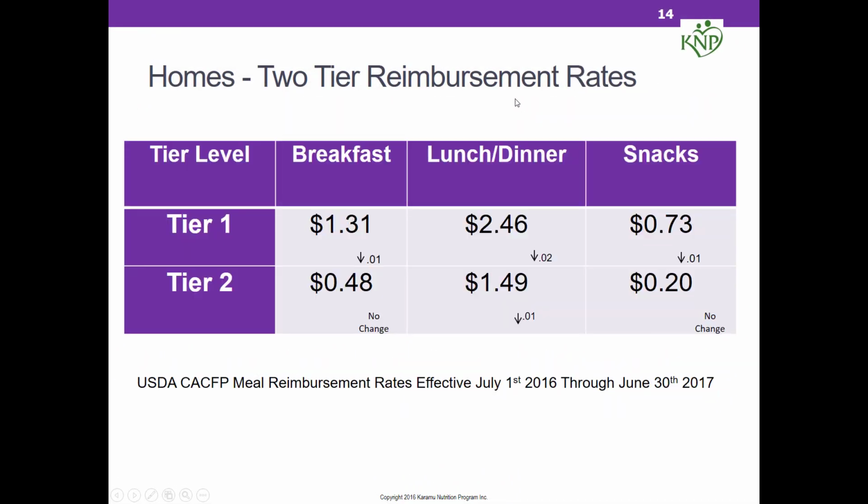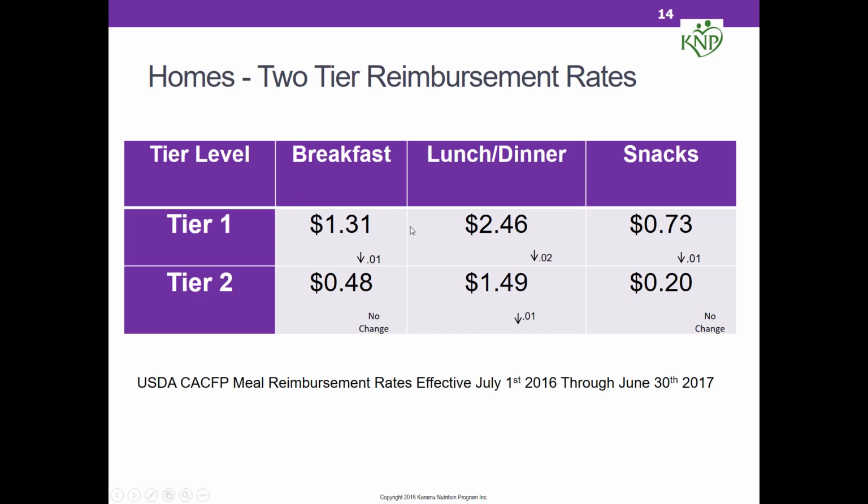Now, as I mentioned earlier, the Tier 1 reimbursement rates are substantially higher than the Tier 2 rates. And so what this chart shows you is the meal reimbursement rates that went into effect on July 1st of 2016 and are good through June 30th of 2017. So one important thing to remember is every year the rates are renewed, and sometimes they'll go up, sometimes they'll go down, sometimes they'll stay the same.